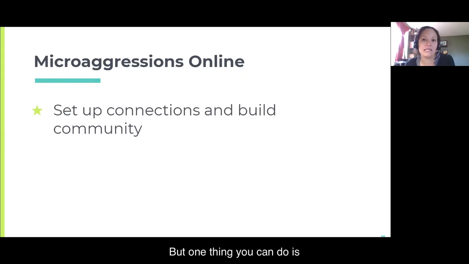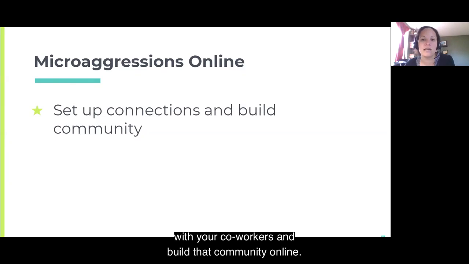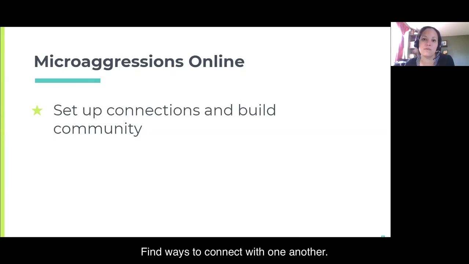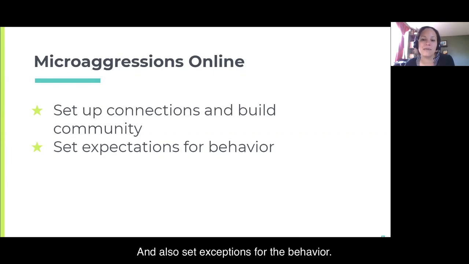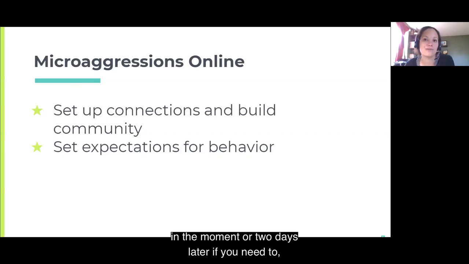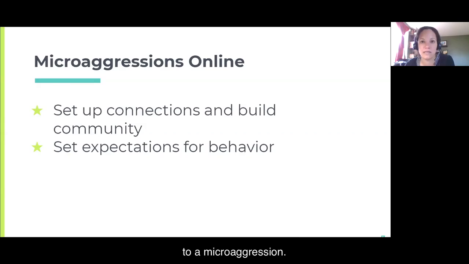But one thing you can do is to set up connections with your students and your coworkers, and build that community online. Find ways to connect with one another. And also set expectations for the behavior. Think about ways you can create guidelines and standards that empower you to respond in the moment, or two days later if you need to, to a microaggression.